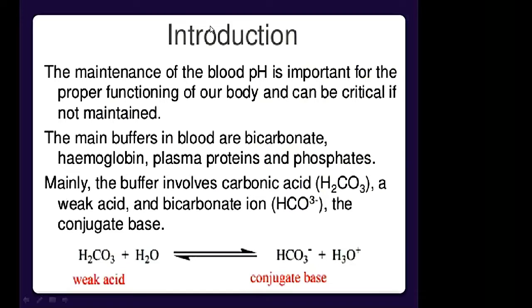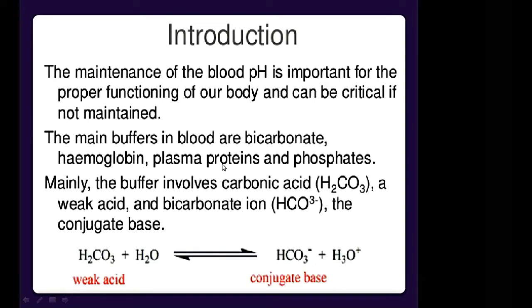The blood pH is 7.4, neutral, and you have to maintain it at 7.4 always. The maintenance of blood pH is very, very important for the proper functioning of our body, and it can be critical if the pH of the blood is not maintained. So how to maintain the blood pH? Using buffer systems. The main buffer systems in the blood are the bicarbonate buffer system, hemoglobin buffer system, protein buffer system, that is the plasma protein buffer system, and the phosphate buffer system.